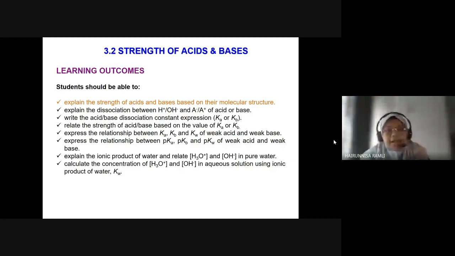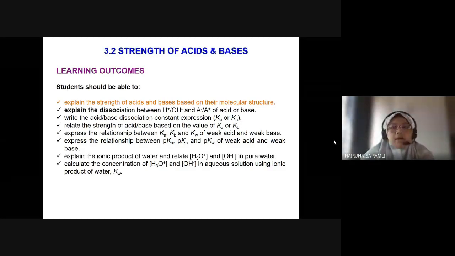For 3.2, it is quite a long subtopic actually. Before we go into more detailed calculations, we will first explain the strengths of acids and bases based on their molecular structure, and then explain the dissociation into H+, OH-, A- and A+ of acids and bases.